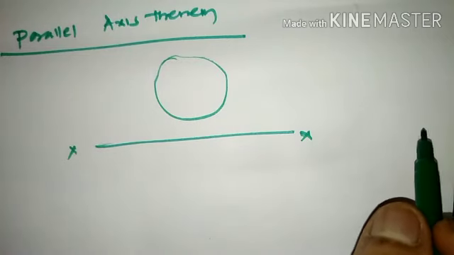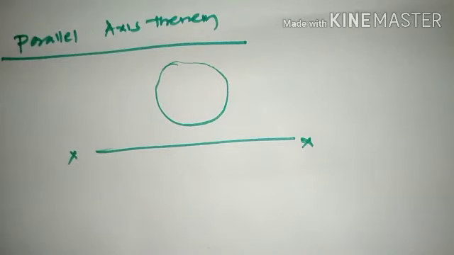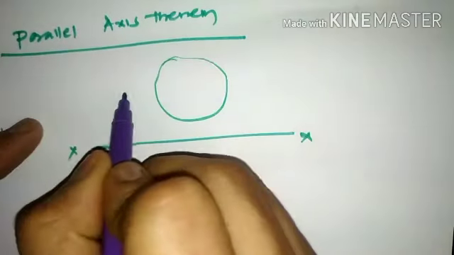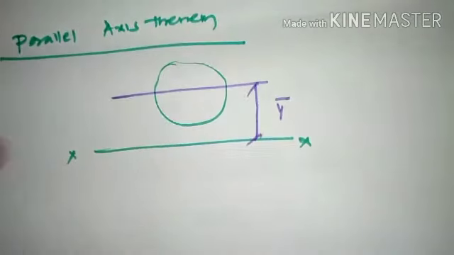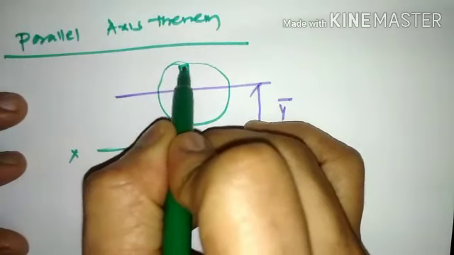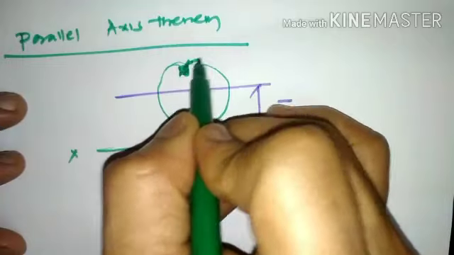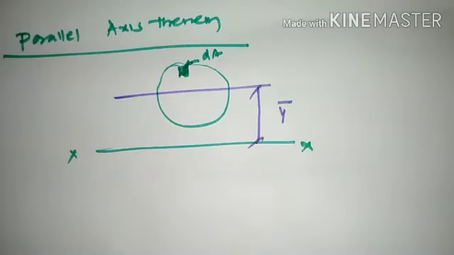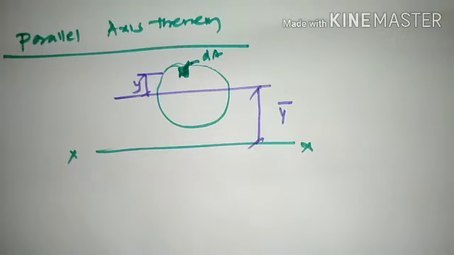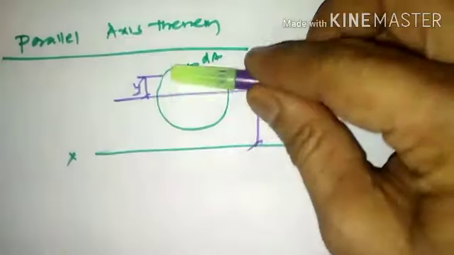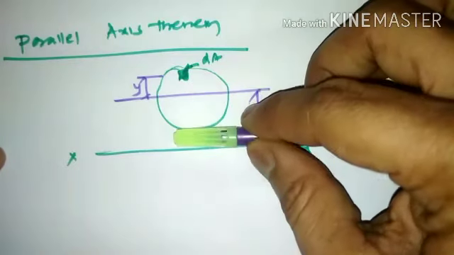Now, as we already know, the centroid of this particular lamina, if it is a regular geometry, will be known to us, and the location of the centroid of the whole lamina we shall call y bar with respect to the x-axis. Then within this lamina, we shall consider a small elemental area, called dA, and the location of this elemental area with reference to the centroidal axis I shall call y.